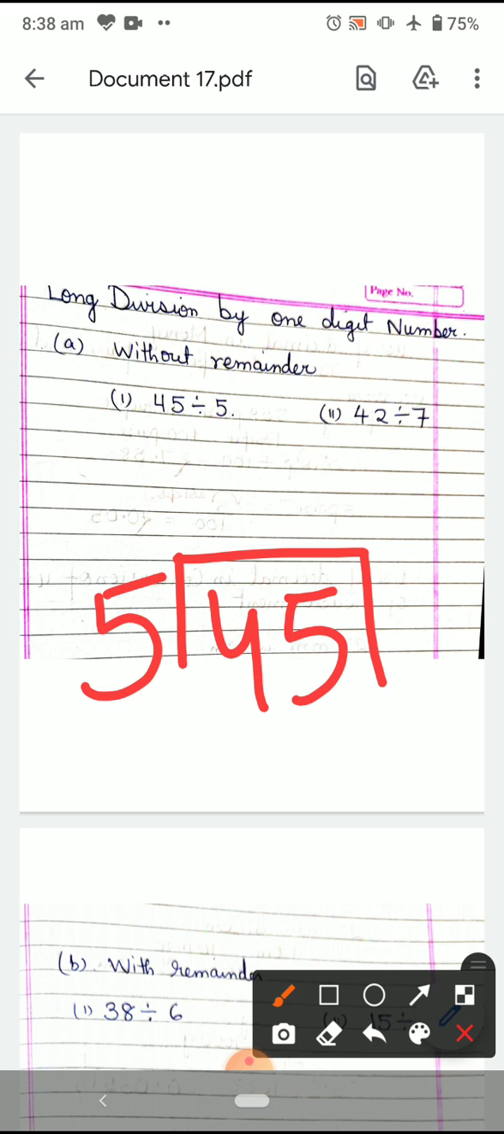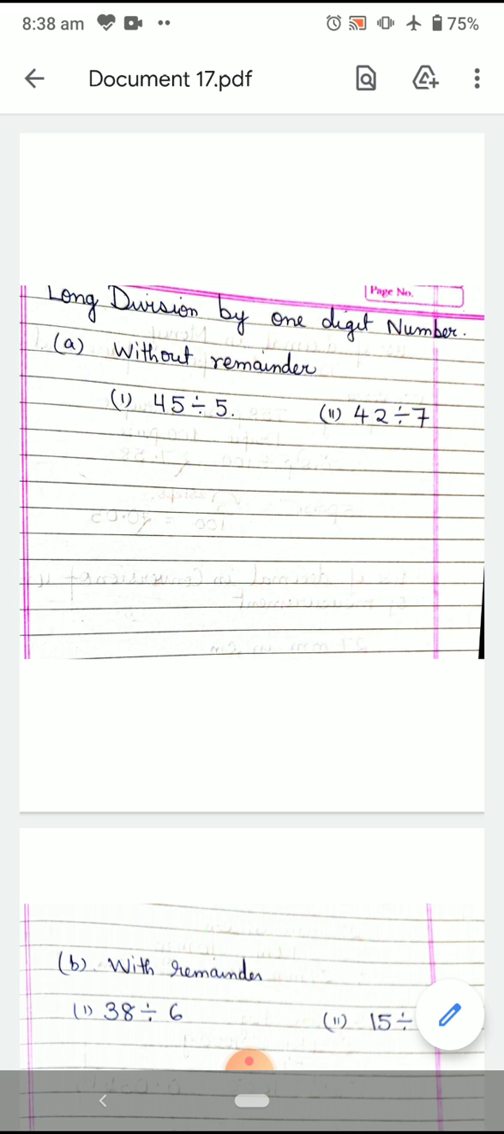Yes. 5 ones are 5, 5 twos are 10, 5 threes are 15, 5 fours are 20, 5 fives are 25, 5 sixes are 30, 5 sevens are 35, 5 eights are 40, 5 nines are 45. So here now we can write 9.